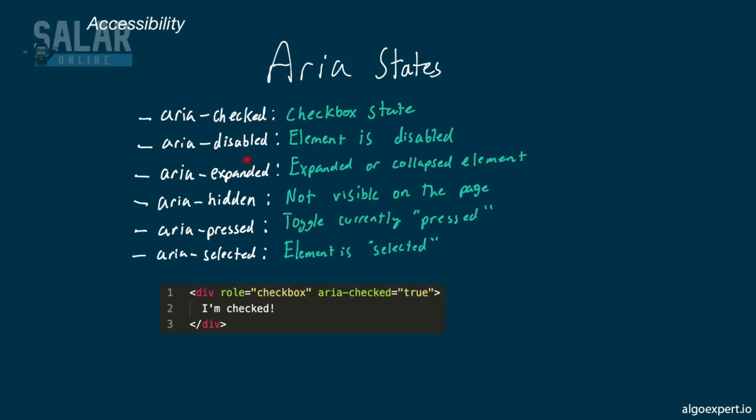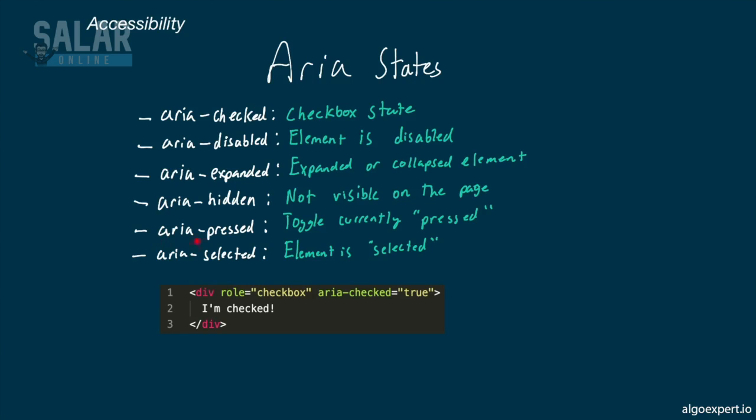And then we have ARIA disabled, which is useful for pretty much any type of input that we can tell a user, hey, this is currently disabled for whatever reason, so you can't currently interact with it. ARIA expanded is nice for accordion style elements where you open it and then you can see more content, and this can tell you if it's currently expanded or not. Similar to this, we have ARIA hidden, which can tell you if any content is currently not visible on the screen. Somebody using the UI would be able to see this visually, but when somebody's using assistive technology like a screen reader, they have no way to know if that content is currently being hidden by CSS, so we can add the ARIA hidden attribute, which tells the user just that.